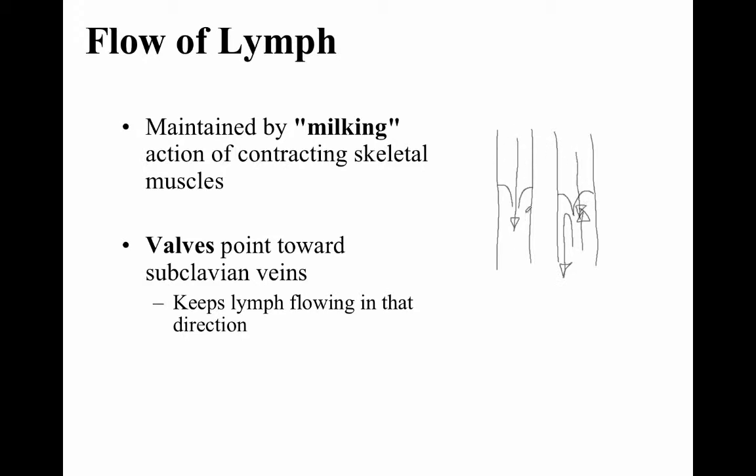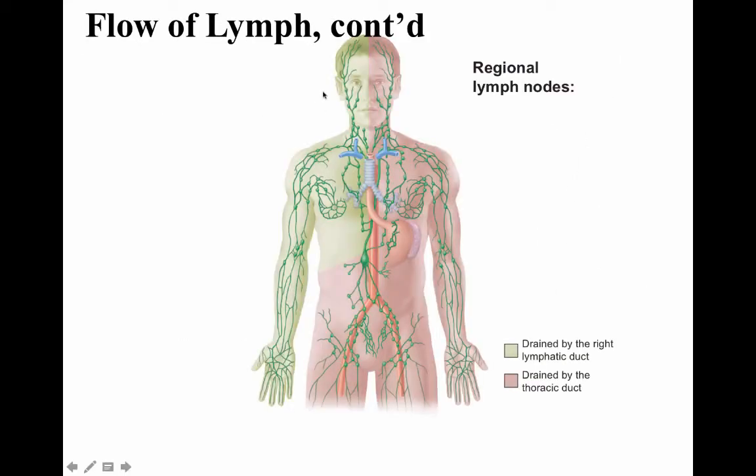So these valves in the lymphatics are pointed towards the subclavian veins, so they're always pointing toward the subclavian vein, whether we're coming from the head going down or if we're in a leg going up. These valves are pointed in the direction to resist backflow of any of the lymphatic fluid. These valves are a key part of the flow of lymph, along with the action of contracting skeletal muscle, keeping the fluid moving forward.